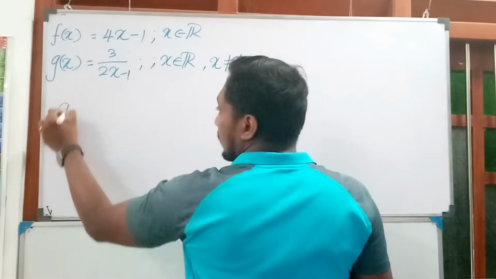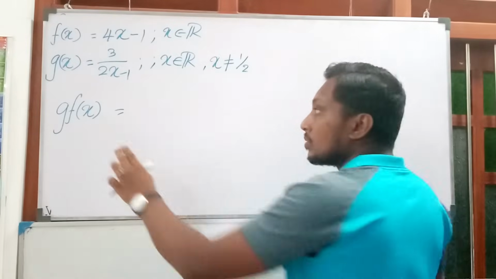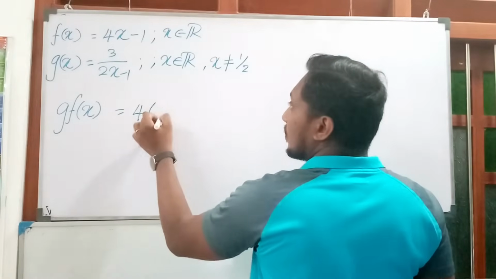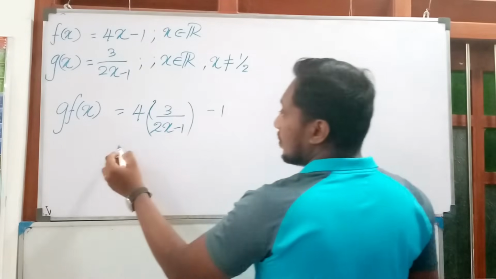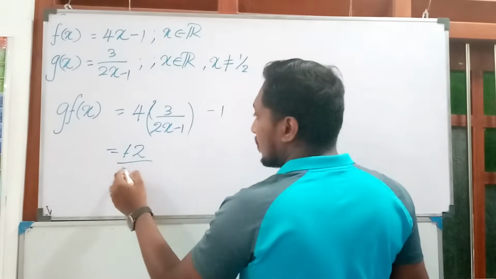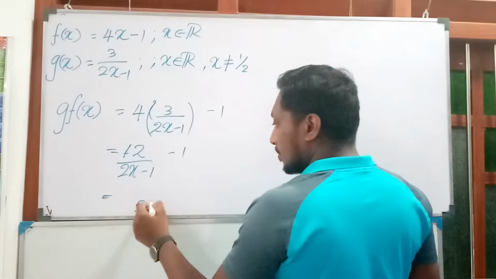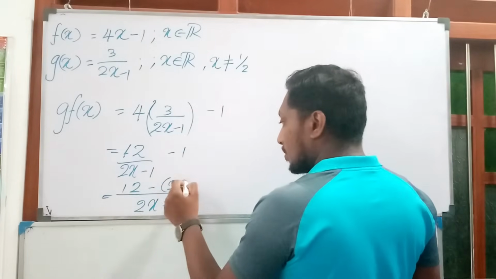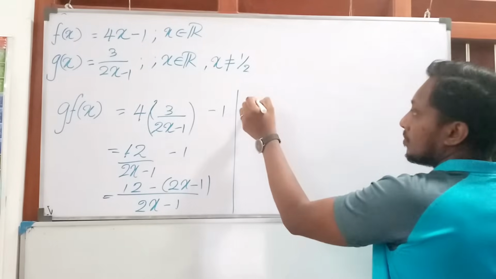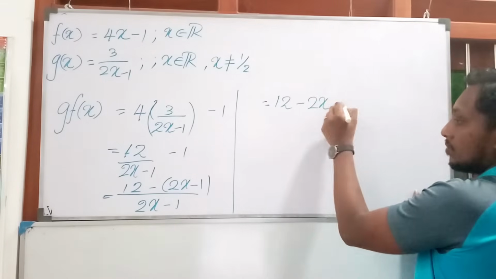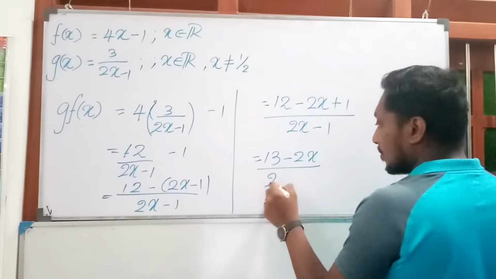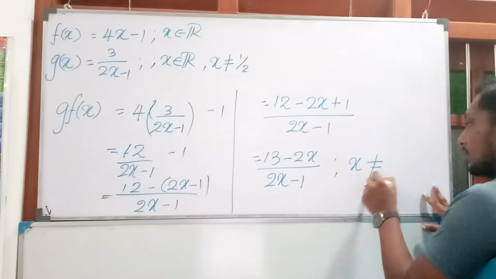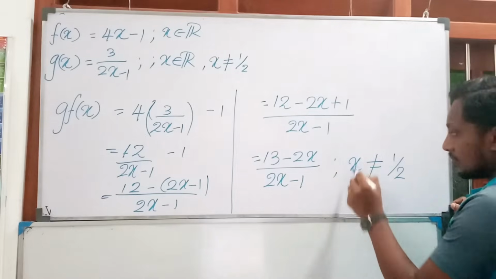Now we are going to find the composition of g and f, that is g of f(x). So you can put f(x) into g(x) and simplify. Remember to take the common denominator, otherwise you will be misled to a wrong answer. You can easily simplify and get the answer 13 minus 2x over 2x minus 1. And remember, here also x does not equal half.